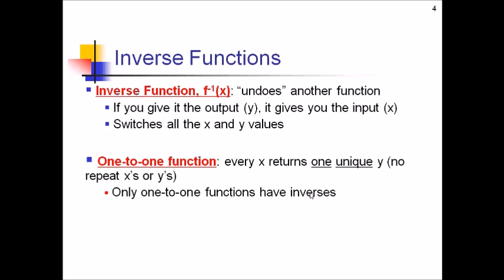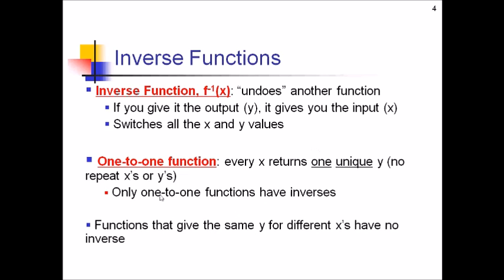And if you think about why this is, an inverse is taking the y value and giving you back the x value that caused that y value. This is going to be tough to do if you have two different x values giving you the same y value. Because in that case, how would you know which x value to give back? So functions that give the same y value for different x values don't have inverses. We just don't know which original x value to return.